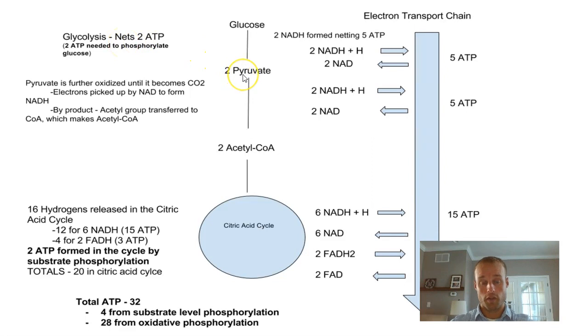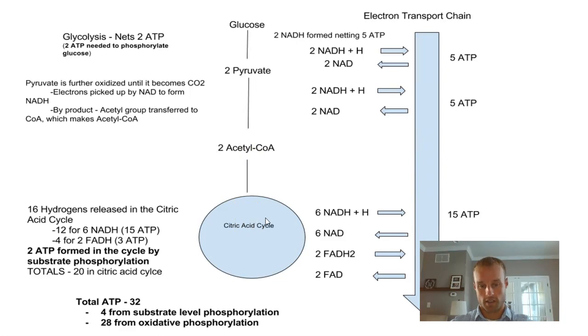Now, we have 2 pyruvate. It's going to go down the chain to acetyl-CoA, and pyruvate is further oxidized until it becomes CO2. Electrons are picked up by NAD, and they form NADH. So, we have 2 more NADH over here. 2 times 2.5, we have another 5 ATP. Now we're at acetyl-CoA. Acetyl-CoA is going to go into something called the citric acid cycle, or the Krebs cycle.